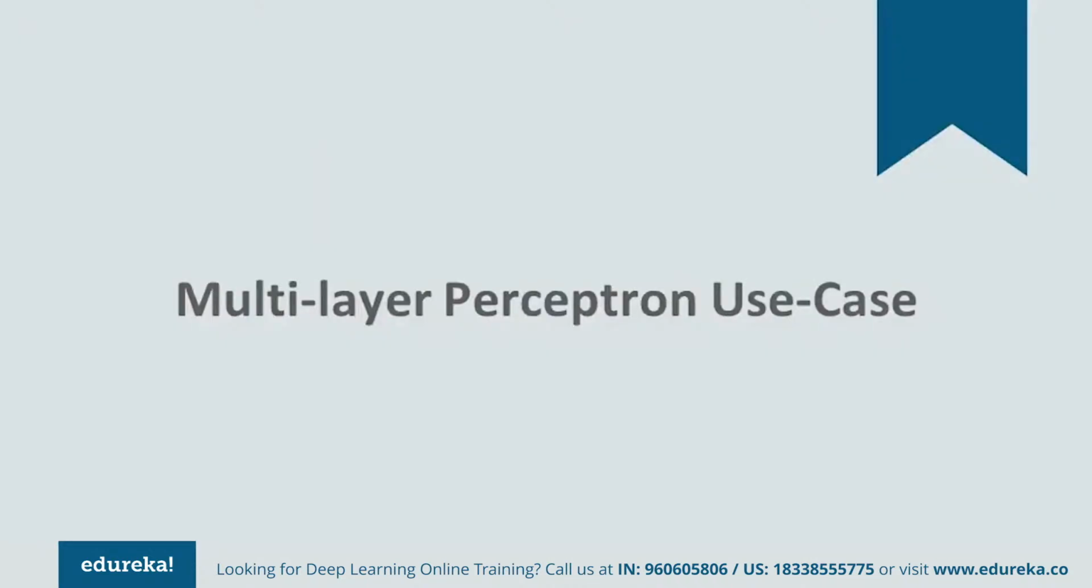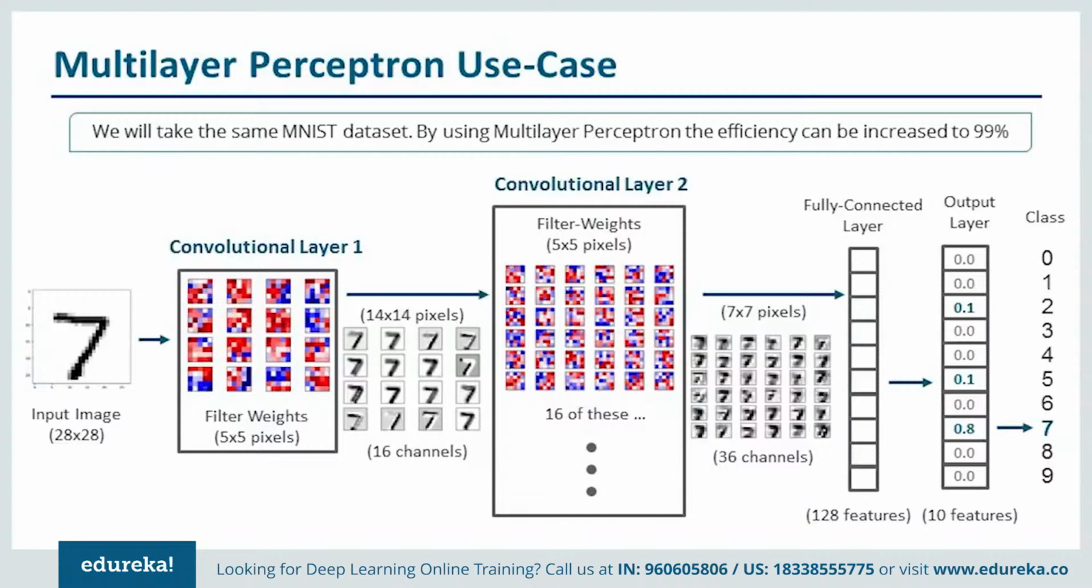So now what I'm going to do is make use of the same MNIST data set and increase the efficiency on that data set from 97 to 99% with the help of a multi-layer perceptron. So guys, let us go ahead with that. As I've told you earlier, we are going to use the same MNIST data set which we used in the single layer perceptron. So I'm going to perform a classification using multi-layer convolutional networks.